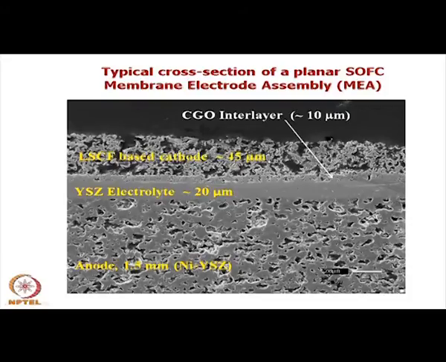The cathode is not LSM, it is LSCF, and then CGO is the interlayer functional layer. Okay. The CGO is about 10 micron, this is 20 micron, this is 10 micron, and this is about 15 micron, and this is about 1.5 millimeter. So, this is a typical cross section, and as you can see, to make a dense material within the porous material by a co-firing technique is always a difficult job. So, this is a typical cross section of a planar SOFC membrane electrolyte electrode assembly.